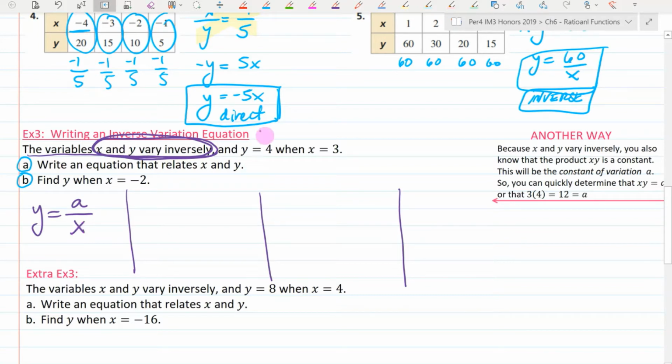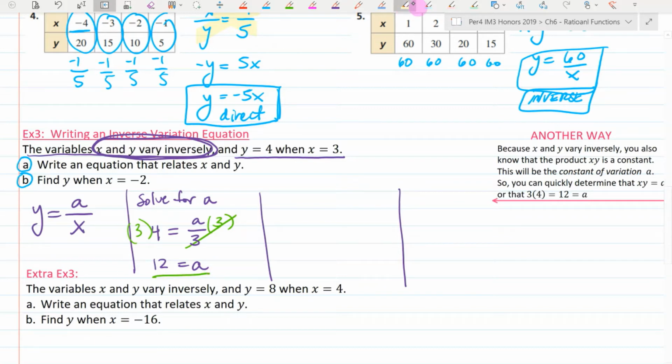The second part, you're going to actually solve for a. So it says y is 4 when x is 3. You're basically filling in everything here except for the a value. So 12 is equal to a if you multiply both sides by 3 or cross multiply, whichever way you want to look at it. That's the second part.